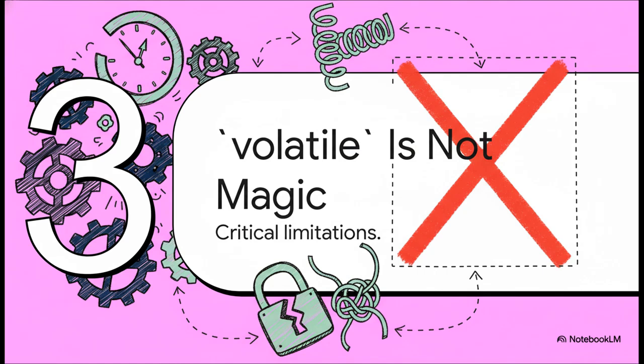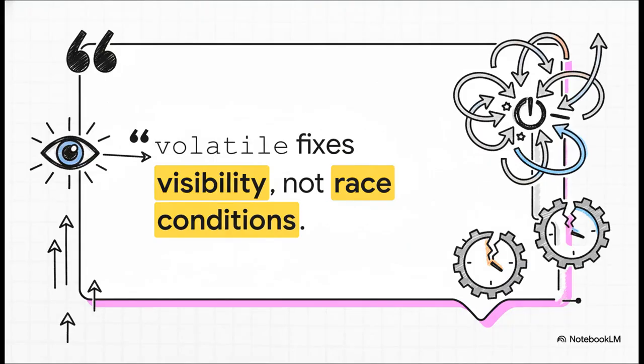It solves one very specific problem, and that's it. So let's bust a few myths and talk about what it can't do. Okay, if you're ever in a technical interview, this is the line to remember. Say it with me. Volatile fixes visibility, not race conditions.